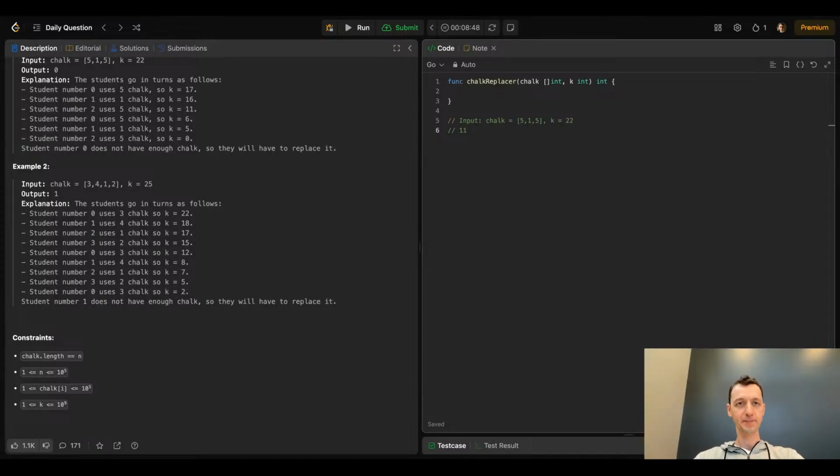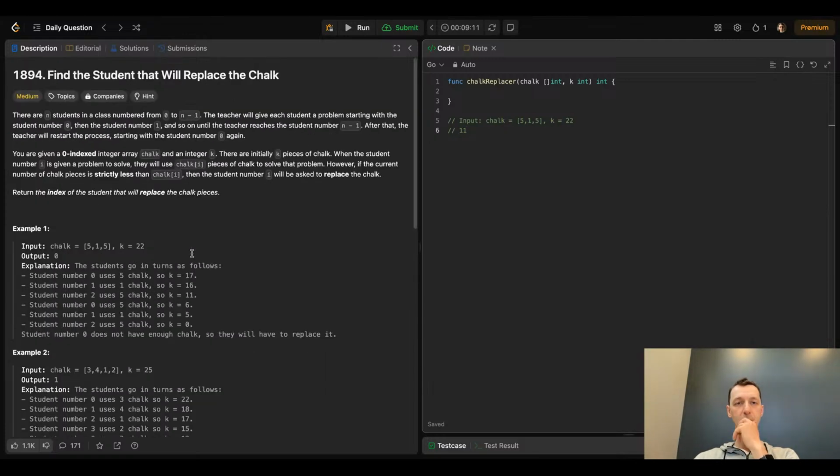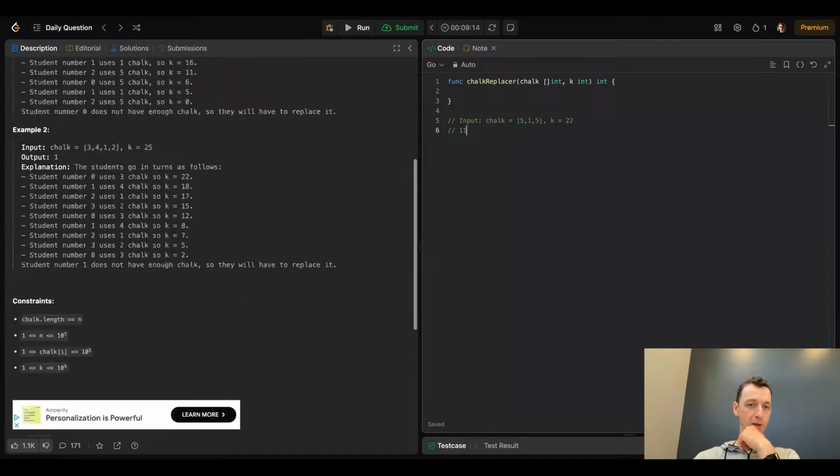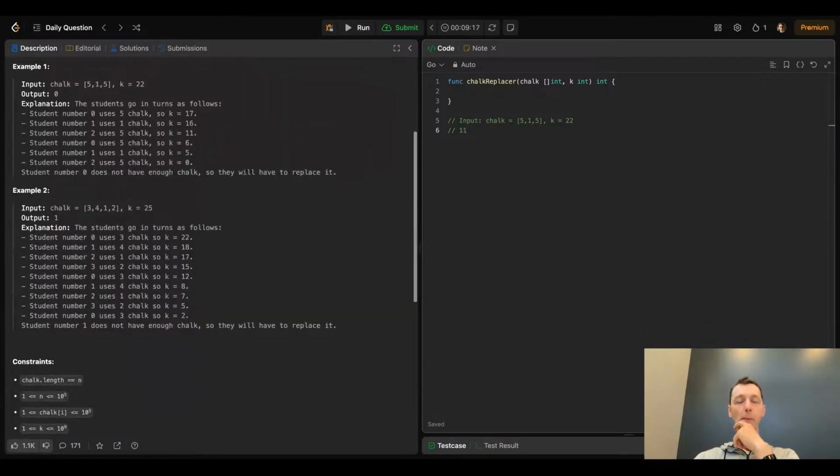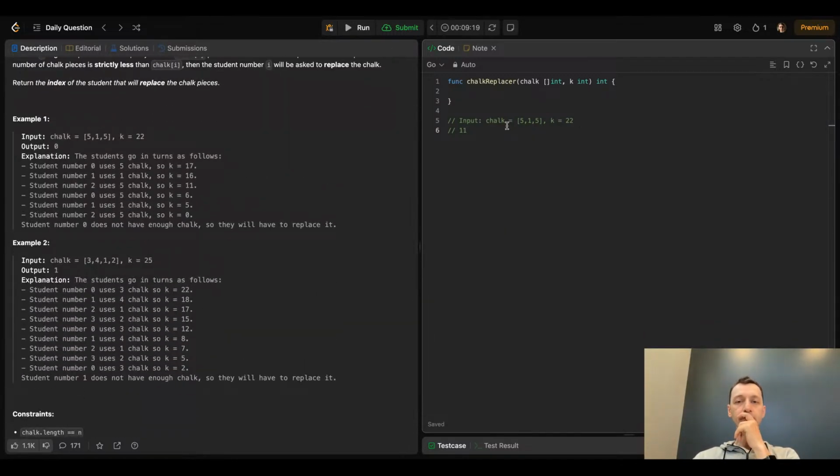Yeah, and let's say each student just uses one piece, those will be a billion operations. We could run out of time with that many operations. The simulation could be quite lengthy.